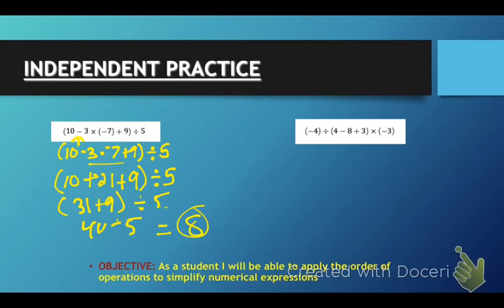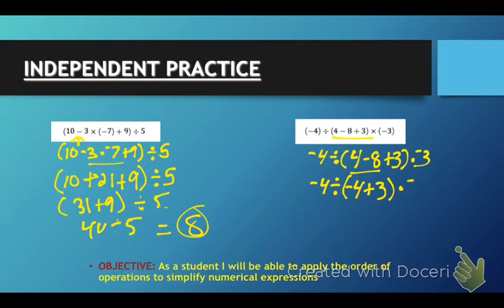You could have gone ahead and rewritten it, but this one looks like you don't really need to. So let's get started. The first thing you would have done is in these parentheses right here. Actually, I am going to rewrite it because quite honestly, I just don't like it. I think it's harder to look at it that way. So minus 8 plus 3 times a negative 3. We've got adding and subtracting. We have negative 4 divided by negative 4 plus 3 times negative 3.